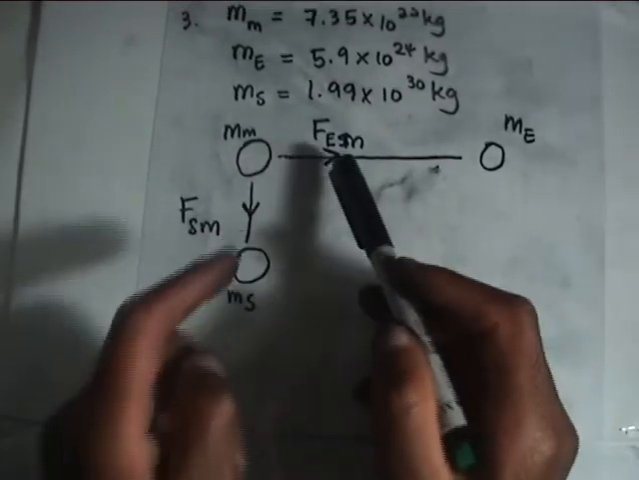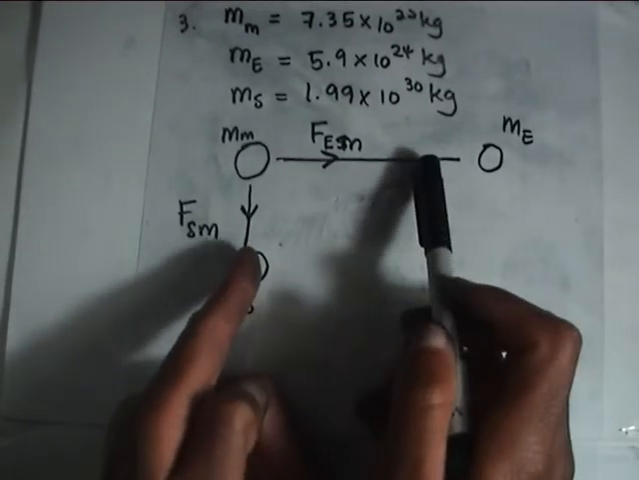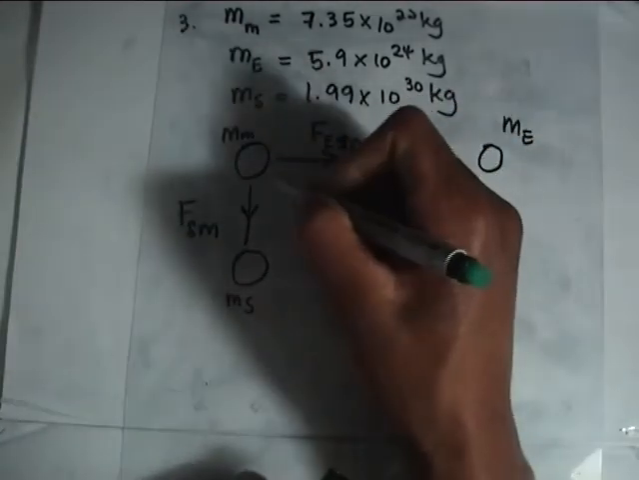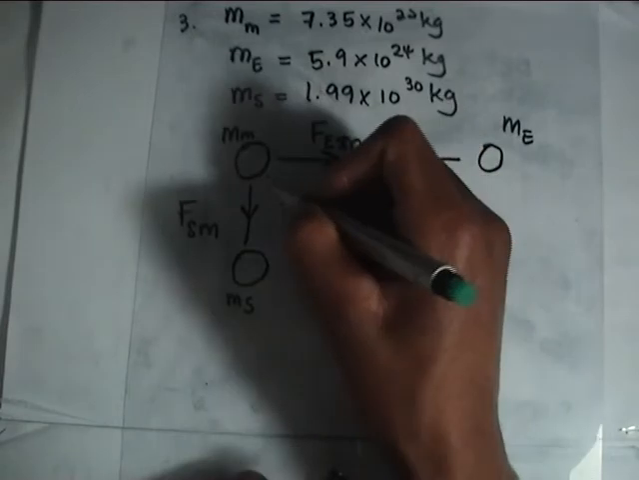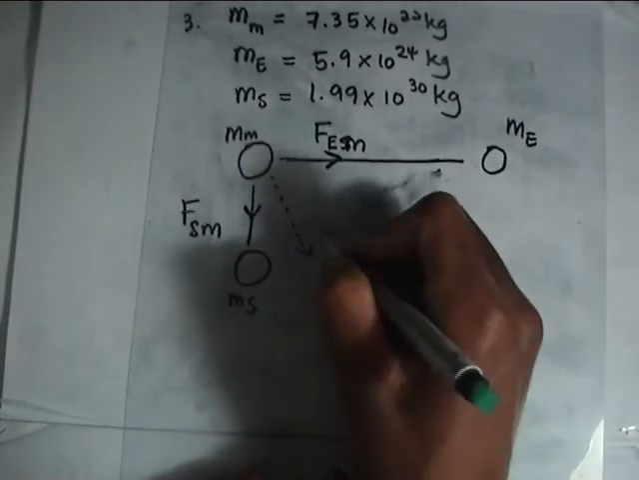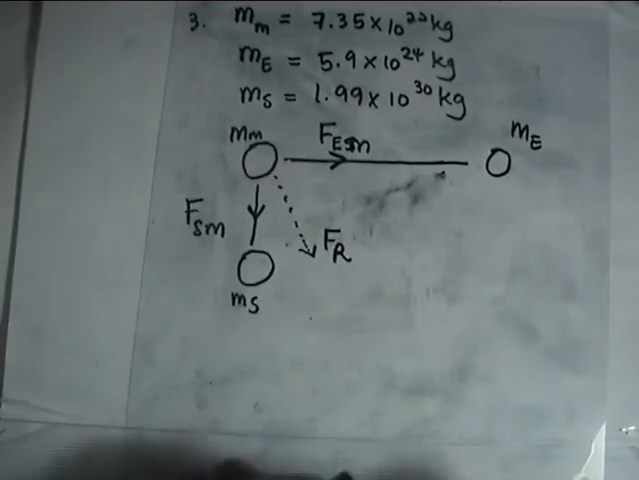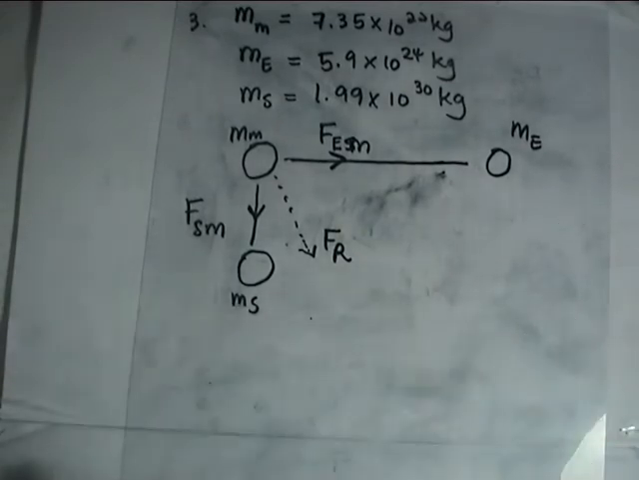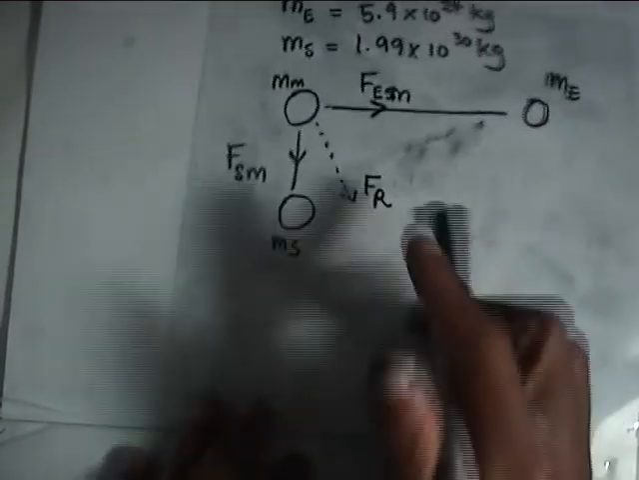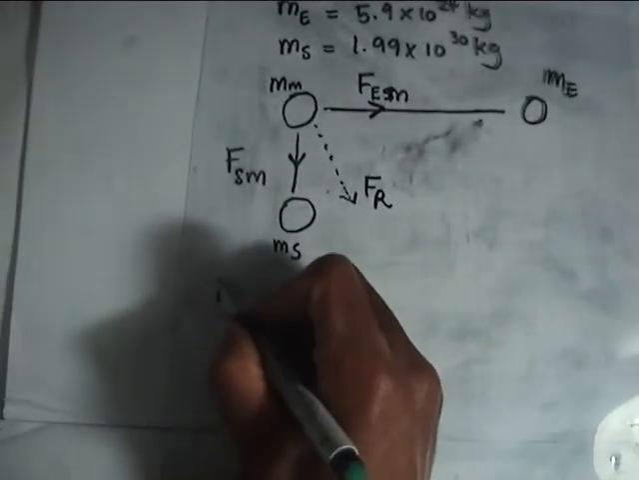And as you know, if forces are pulling in these directions, it means the overall effect will be somewhere in between the two, like this. That is the overall effect, which is the resultant. So this is the resultant that we want to get, because they asked what the overall effect of those forces is. So let's calculate FEM.